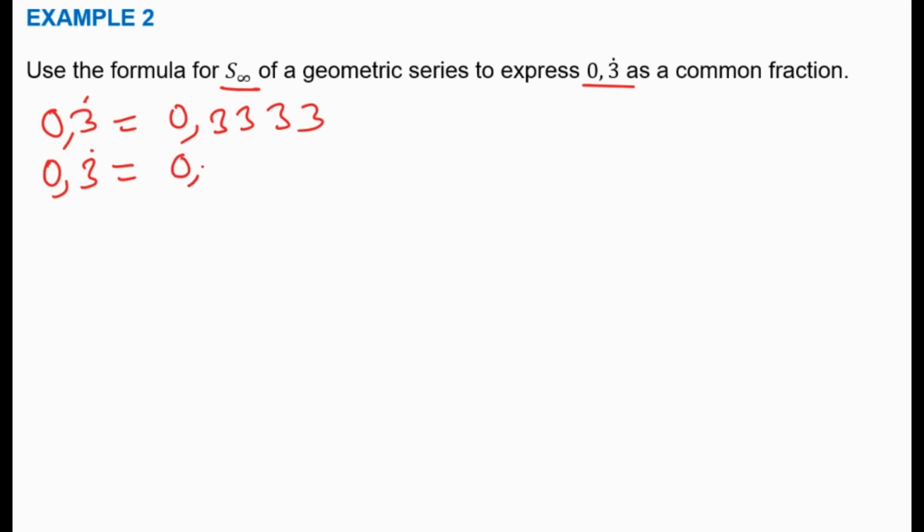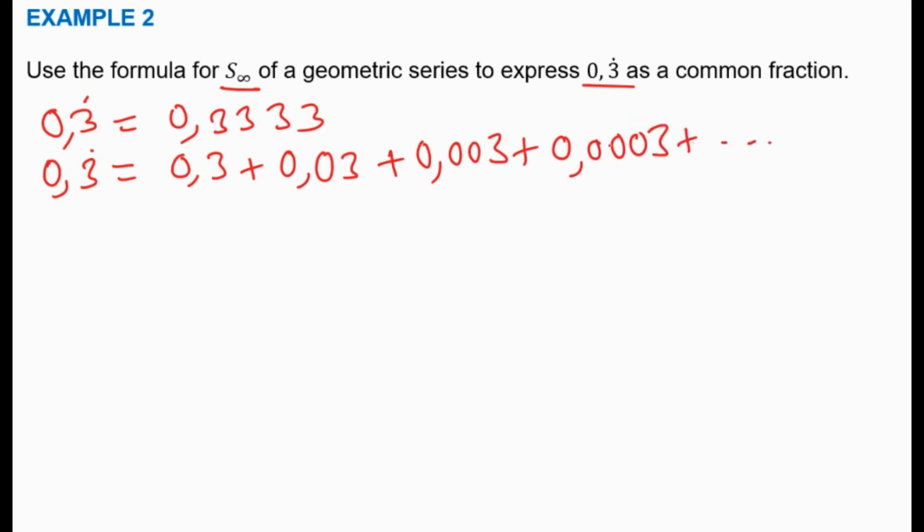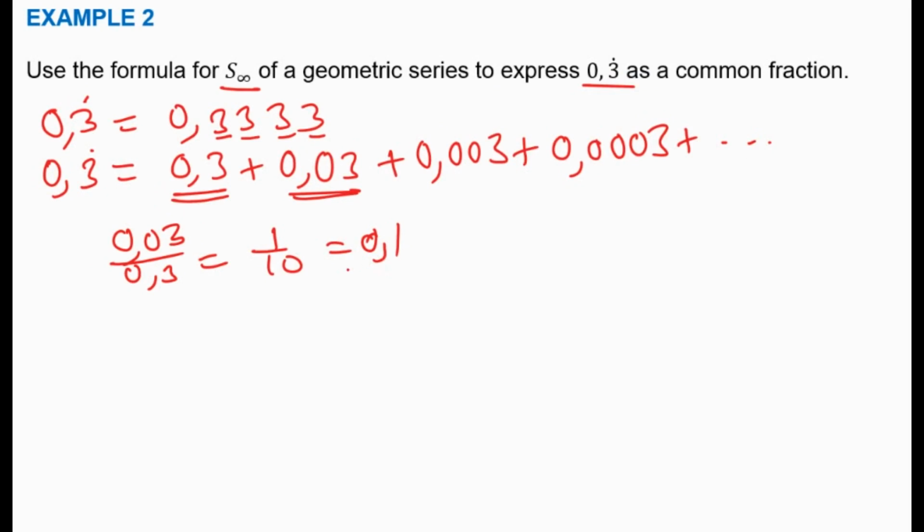0,3 recurring is equal to 0,3 plus 0,03 plus 0,003 plus 0,0003. It goes on like that. Meaning that we have our A and then we have our ratio: 0,03 divided by 0,3. This will give you 1 over 10, which is like 0,1. So our R is 0,1 and our A is 0,3.